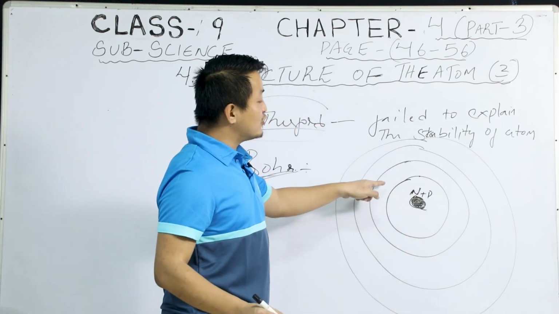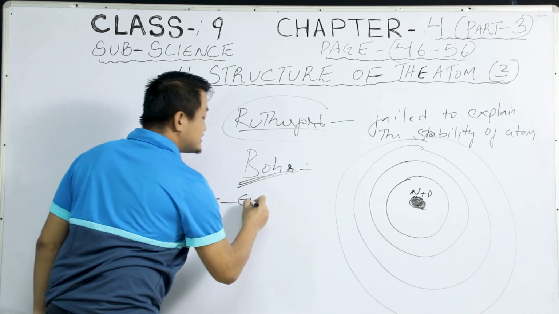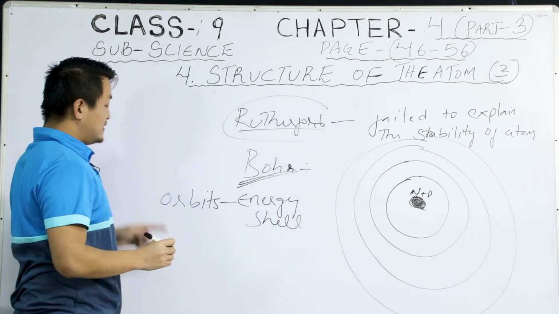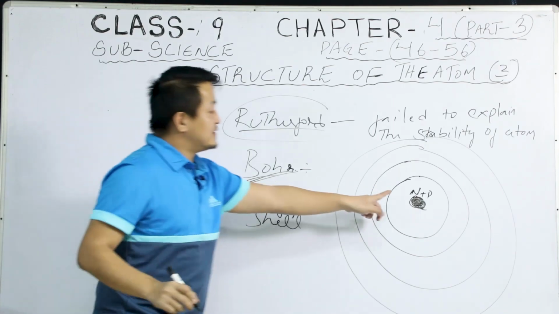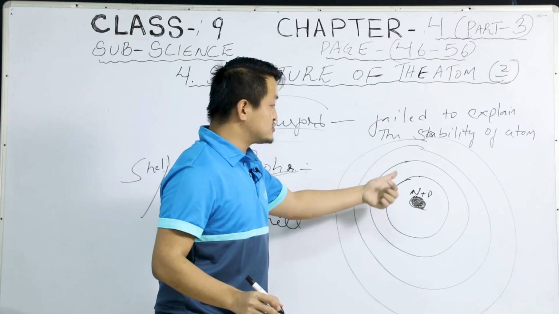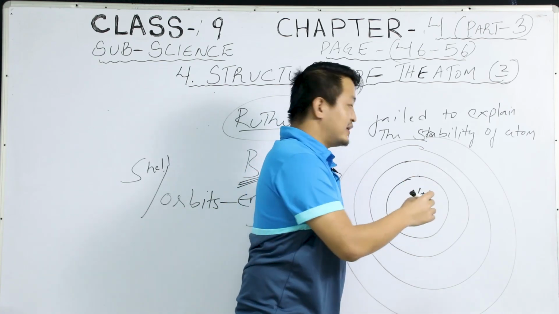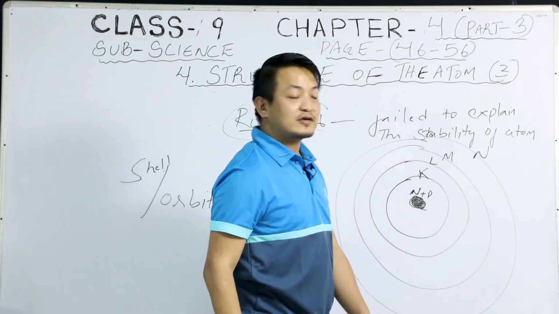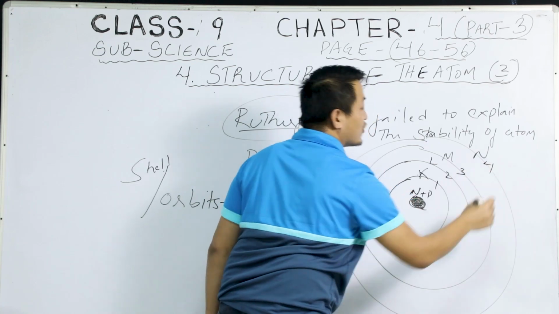These orbits are also known as energy shells. These orbits or shells, the other word is energy shell. They are represented by K, L, M, N, and it goes on, or 1, 2, 3, 4.